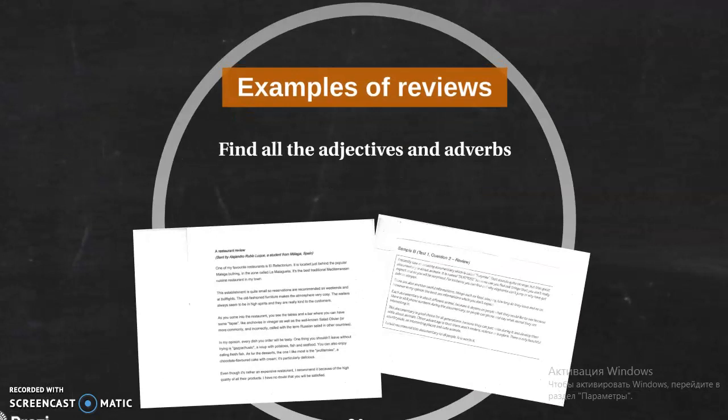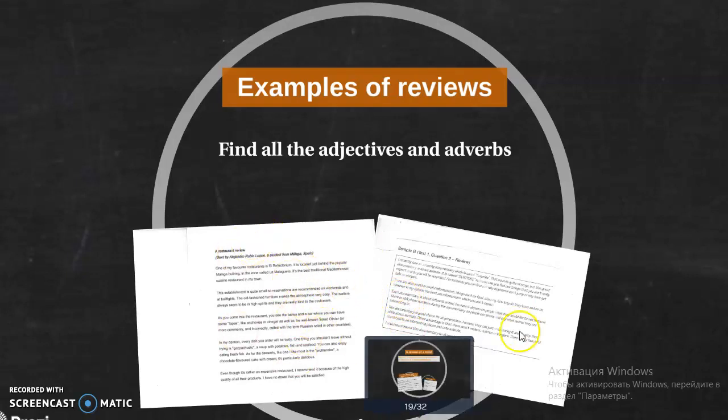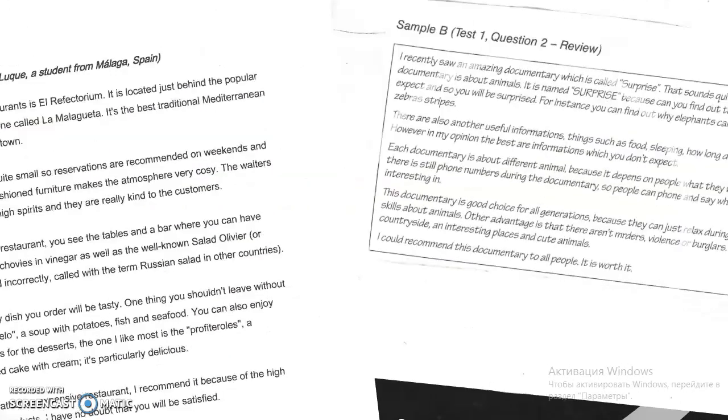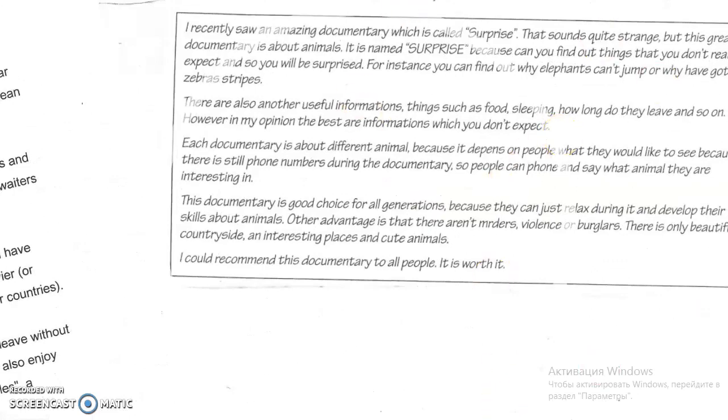And now we're going to have a home task for you. Examples of reviews: find all the adjectives and adverbs. You will read two examples of reviews, and your task is to find the adjectives and adverbs used in this description. Okay, you will do it later. This is the first review example and this is the second review example. Your main task is to find the adverbs and the adjectives used in these texts.